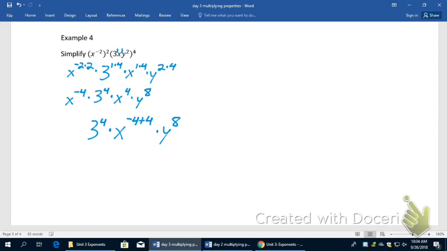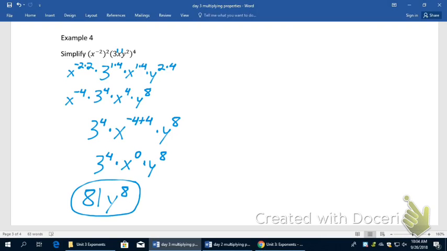Now we just got to simplify that down. 3 to the 4th times x to the 0 times y to the 8th. If you do 3 to the 4th power, you can use your calculator, and that's 81. What's x to the 0 going to be? That's going to be a 1. And so 81 times 1 is just going to be 81 still. And y will be to the 8th power right there. And we're done with that problem.